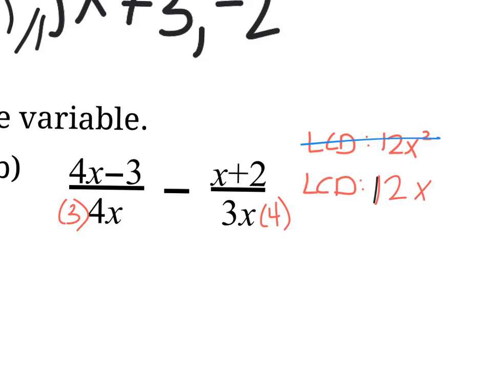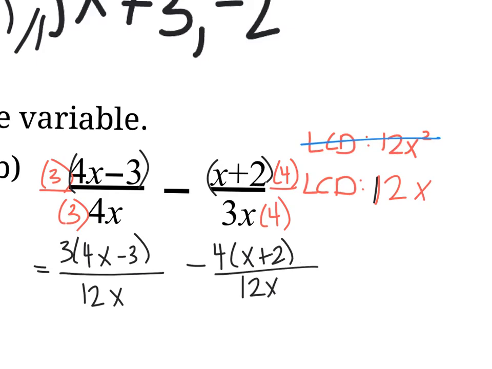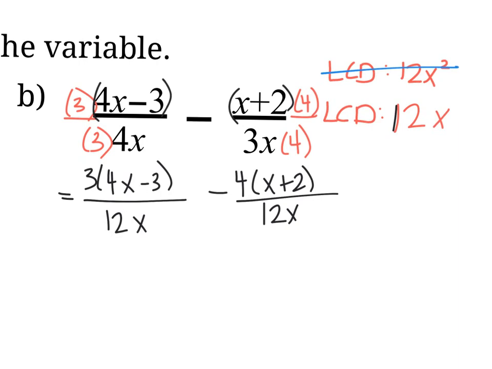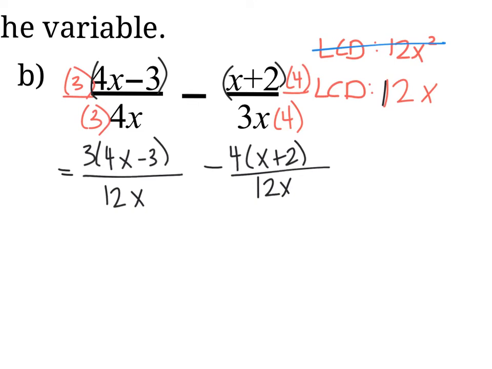So let's finish this off by multiplying the numerators by the numbers we chose as well. Remember to put brackets around because we're going to be expanding. So taking a look here, on the top we've got 3 times (4x minus 3) all over 12x, minus (4x plus 2) all over 12x. And we're brilliant. We made the same denominator twice. So now let's keep simplifying. We've got the same denominator, so we're going to make this all over 12x.